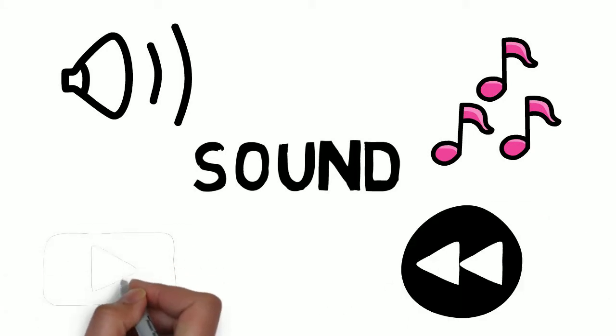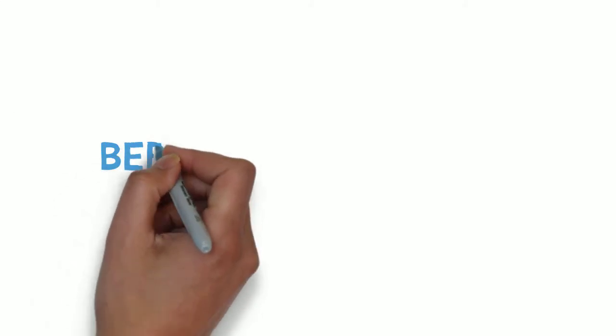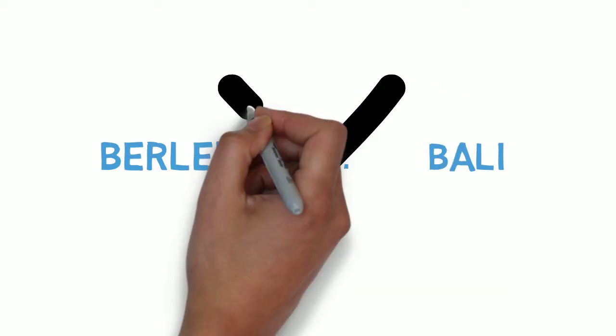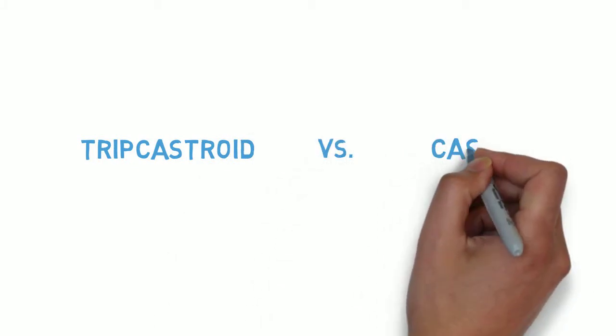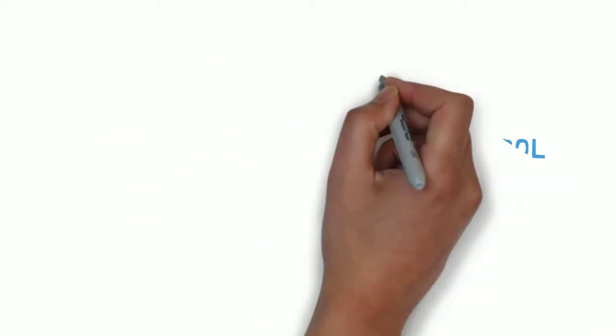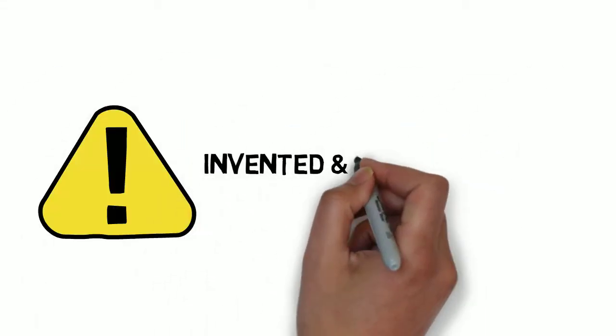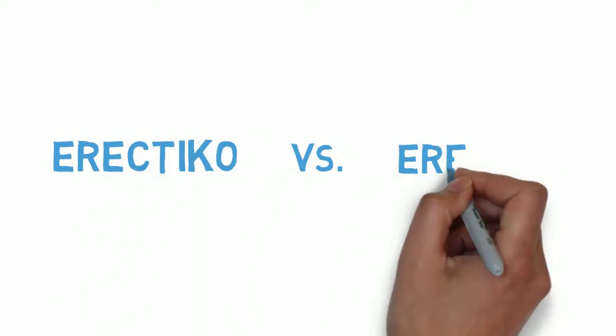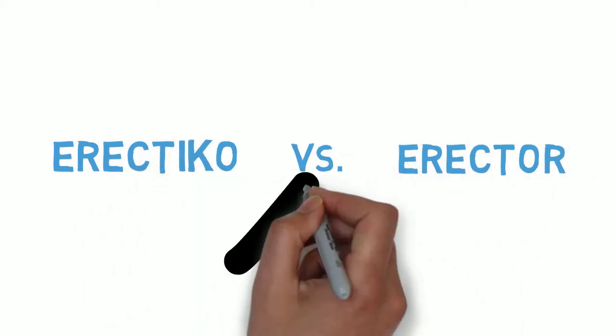Your trademark may be rejected if its name sounds deceptively similar to another. This determination usually relies heavily on the beginning of the words in question. For example, the similarity between Burley and Barley were deemed to be deceptive by way of phonetic confusion. However, Tripcastroid was not deceptively similar to Castrol because the similarity originated from the middle of the word rather than the beginning. Additionally, be careful when using invented and uncommon words, as they are more susceptible to tougher scrutiny. For example, the courts refused to register Erectico, as it was deceptively similar to another invented word, Erector.